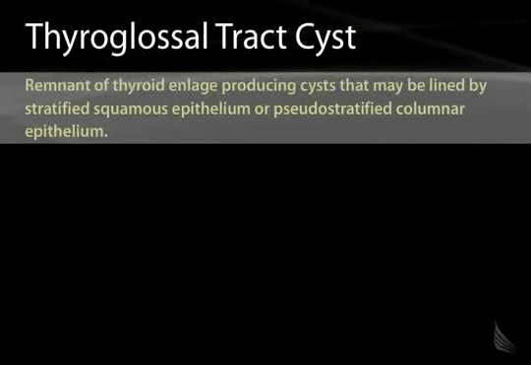Thyroglossal tract cysts are remnants of the developing thyroid. This produces cysts that can be lined by stratified squamous epithelium or pseudostratified columnar epithelium.